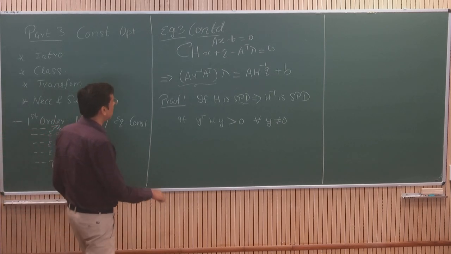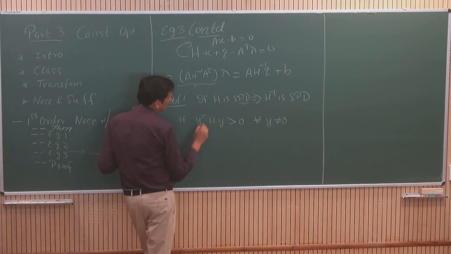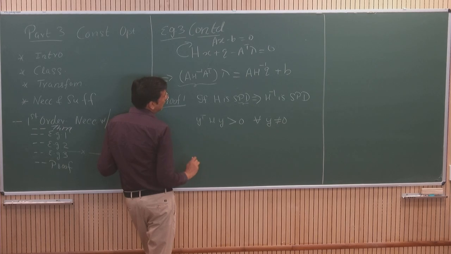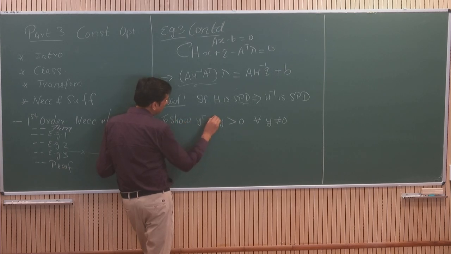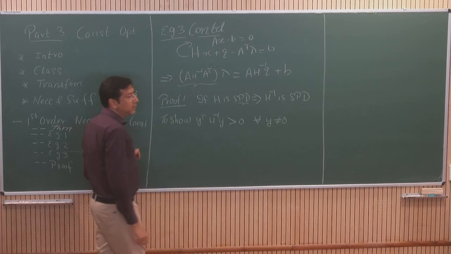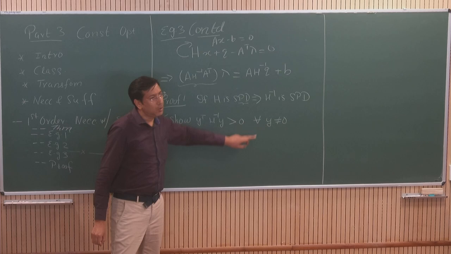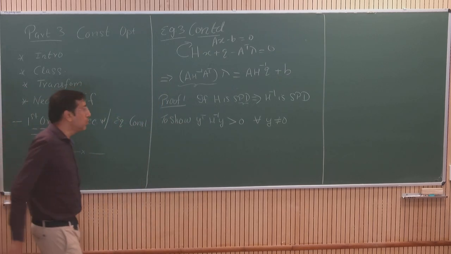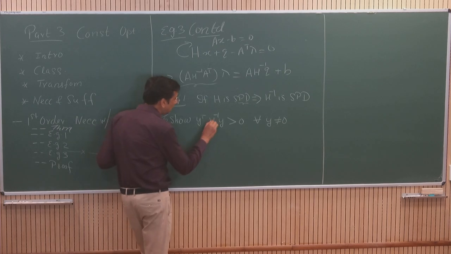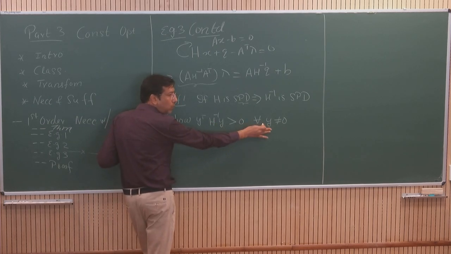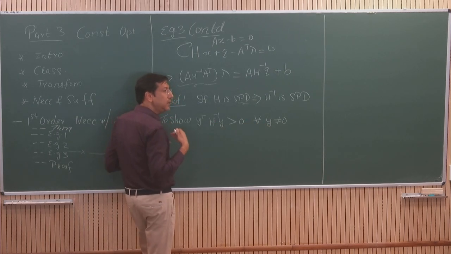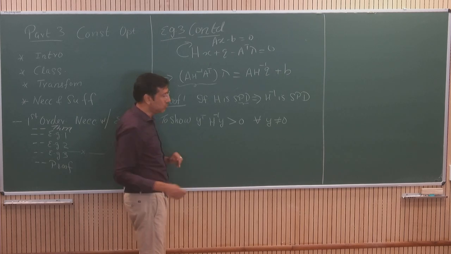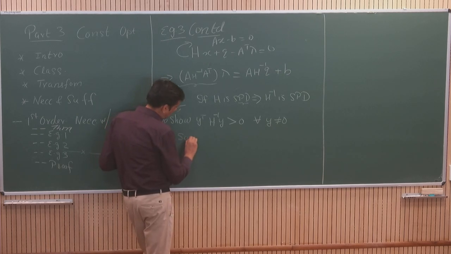So how should we prove it? We have to prove that H inverse is positive definite. So to show this thing is greater than 0 for all y, this is the sign for all. Everybody agrees? This is what we have to show. So what we'll do is, since it says for all y, I will start with any general y. I can pick any y, so say you pick any y.